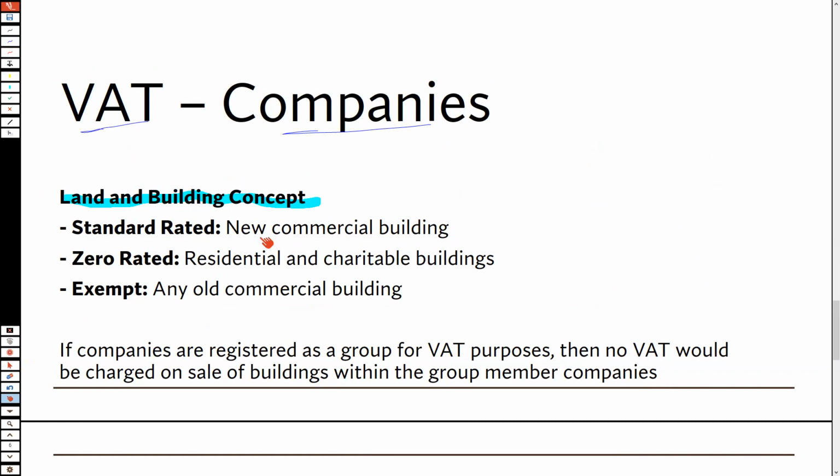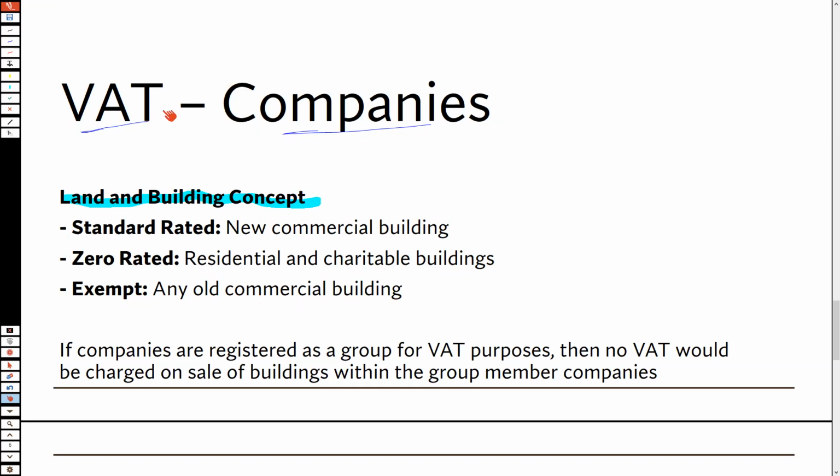Standard rated land and buildings are new commercial buildings. Zero rated land and buildings, on which 0% VAT would be charged, are residential and charitable buildings. And exempt buildings are those on which no output VAT can be charged and no input VAT is recoverable. That meets the definition of exempt: any old commercial building.